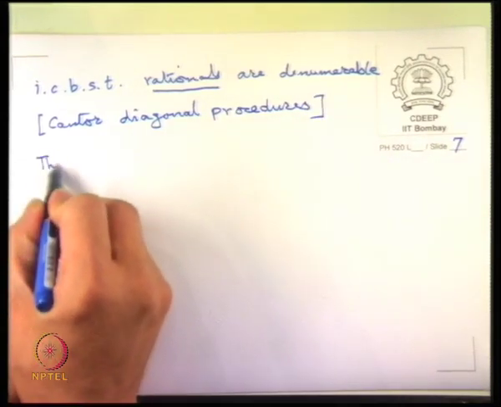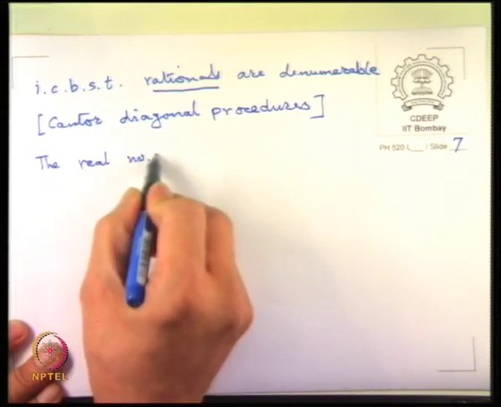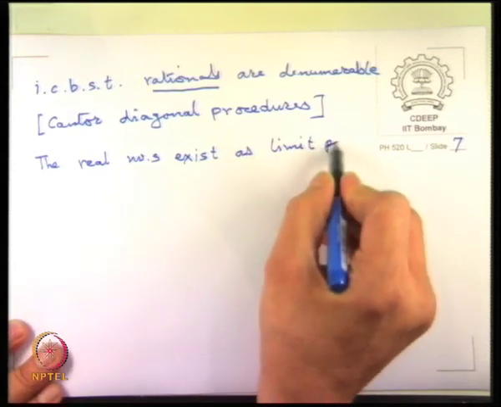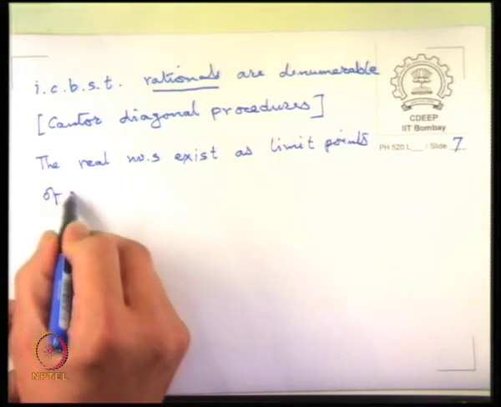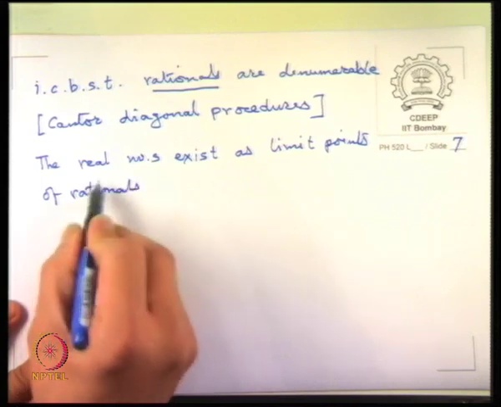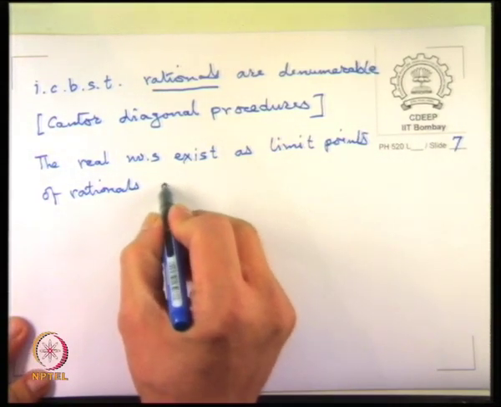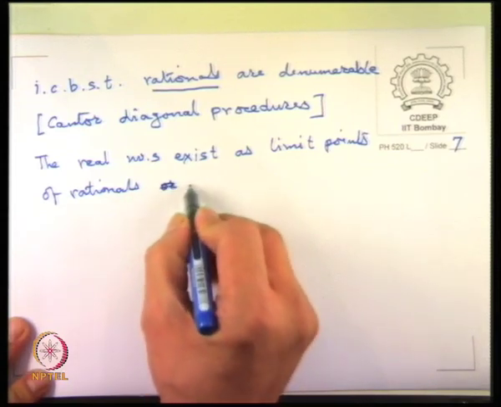The real numbers exist as limit points of rationals. Okay, so there can be limit points which are themselves rational numbers. Some sequences may converge to another rational number, but there will exist sequences of rational numbers which do not converge to a rational number, and the new points you get this way are the irrational numbers. Okay, so these are called irrationals.